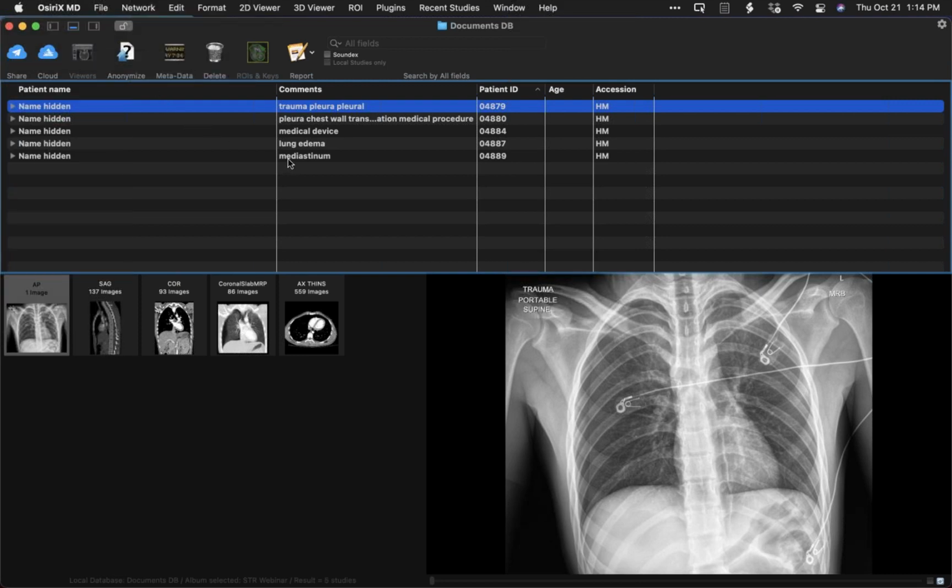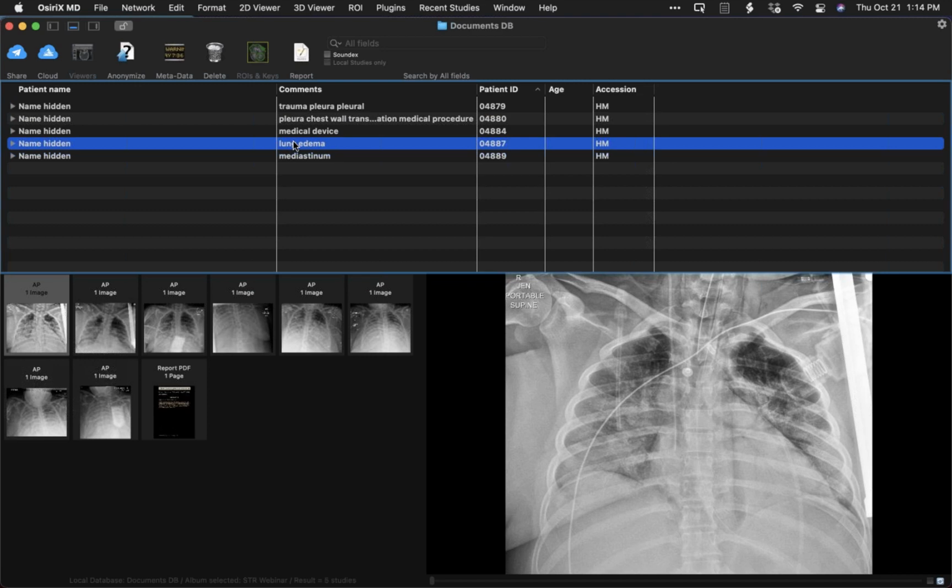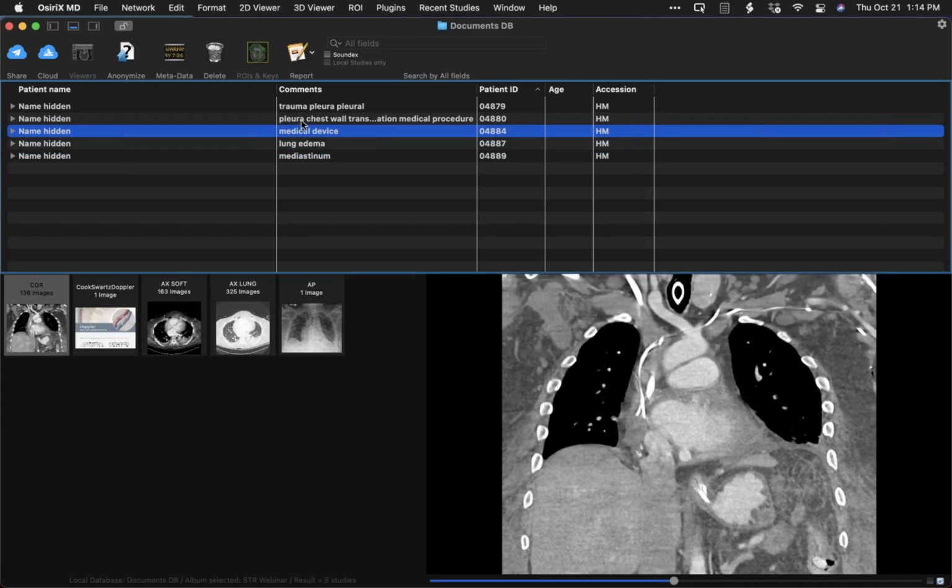Okay, I've shown you this one. I showed you the edema one.